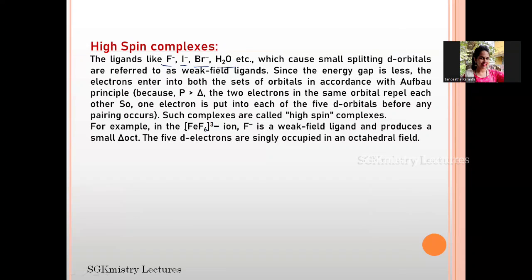Okay, let us look into this particular complex. F minus is a weak field ligand. So again, there are 5 electrons here. Here I'm talking about the 5d orbitals, the 2 sets of orbitals above, that is the EG orbitals and T2G orbitals. Now how to identify how many electrons are there? I hope you know, but if you're not aware, let me just explain. FeF6 3 minus. This is the complex we are talking about.